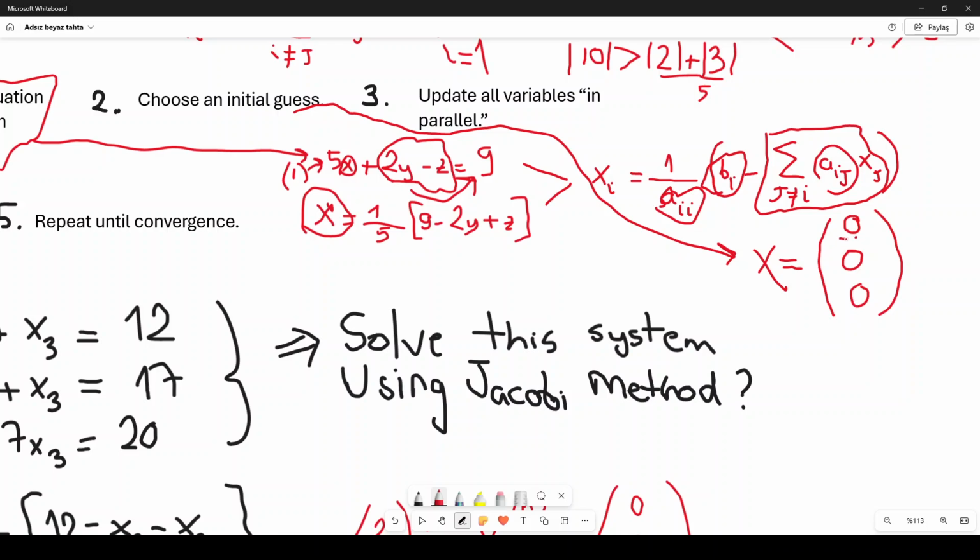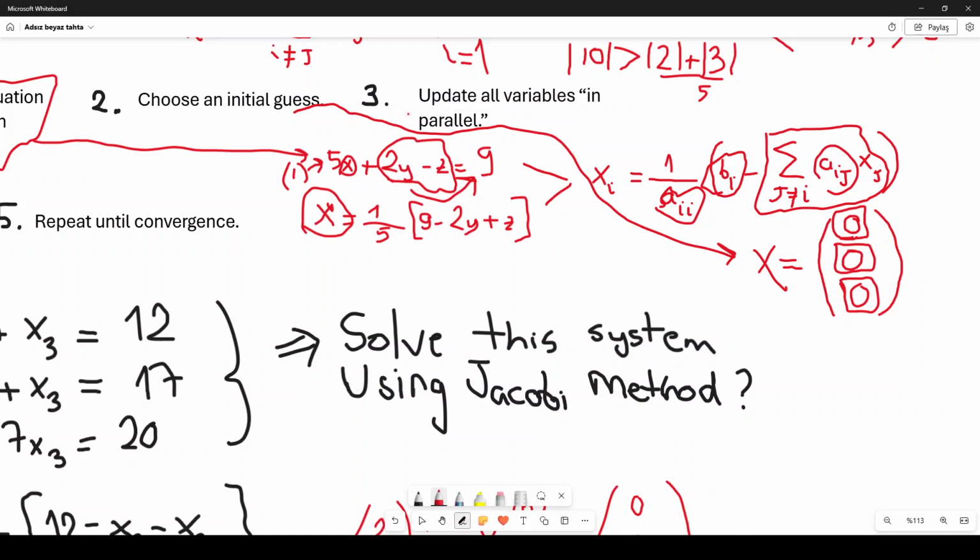So this is the second step we should take. Choose an initial guess. And if you are not given an initial guess, just give all the unknown variables zeros. So just construct the vector of zeros for the initial guess.